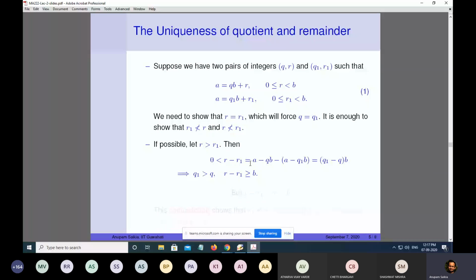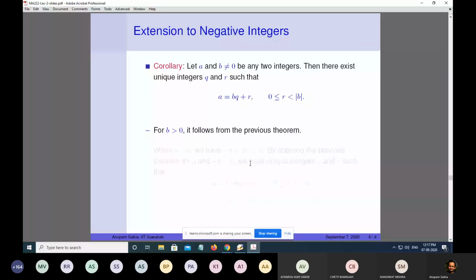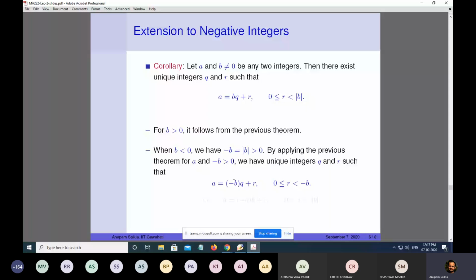So let's divide A by minus B. By the division algorithm for positive integers, because minus B is positive, A is minus B times Q plus R. What is this R? R should be lying between 0 and minus B. Now, my intention was to divide by B, so I can transfer this minus sign to Q, as if I'm dividing A by B and getting minus Q. Let the remainder be the same, noting that minus B is the mod B now because B is negative.